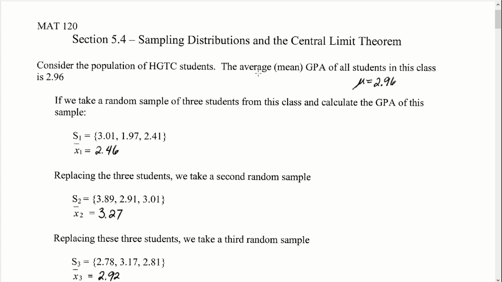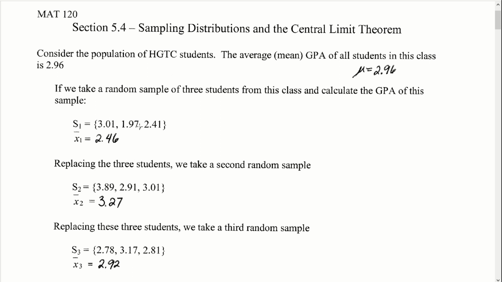We could go ahead and gather the GPA of every single HTTC student, add them all together, divide by the total number of HTTC students, and let's suppose that we get that the population mean is 2.96. Not difficult to do. Again, there's a fair number of students at our college, but instead of doing this, let's just suppose we do the following thing. Let's create all of the different possible samples of size 3 from this population.